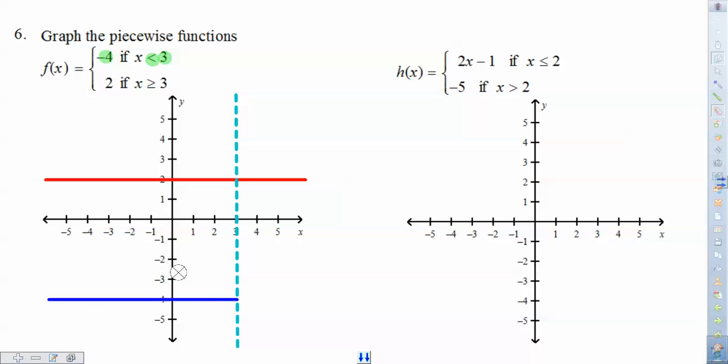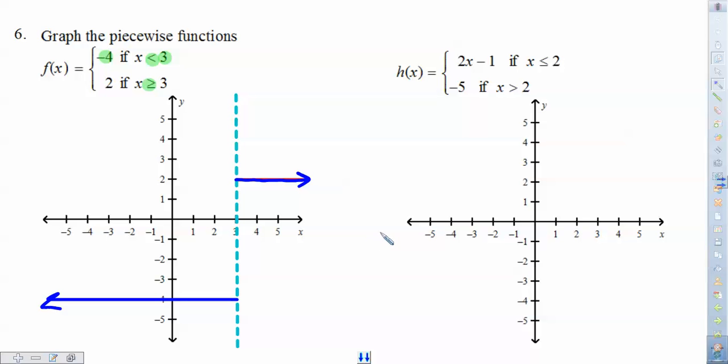Now if I want the blue on the left side, that means I want the red on the right side. Notice we back that up by looking at this here. We want 2 when we are greater than or equal to 3. So we're going to erase this part here. Okay? Make this have a unified look right there.